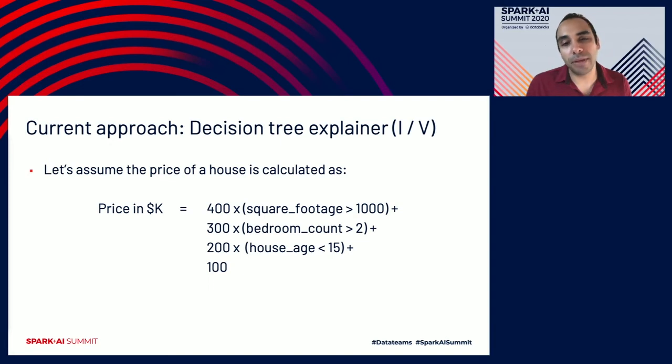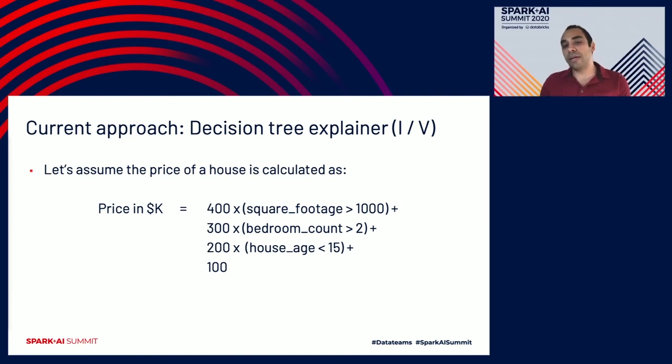This simple example is a model, let's say, a simple predictor of a house price. The house price is estimated as 400,000 multiplied by whether the square footage is greater than 1,000, plus 300,000 multiplied by whether the bedroom count is greater than 2, plus 200,000 multiplied by whether the house is built fairly recently, the age is under 15, plus an intercept of 100.